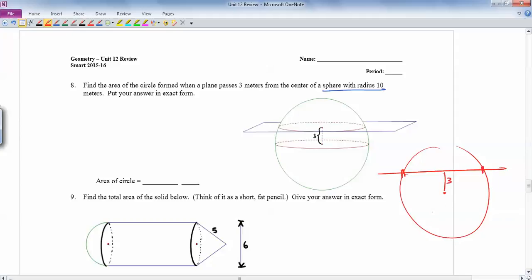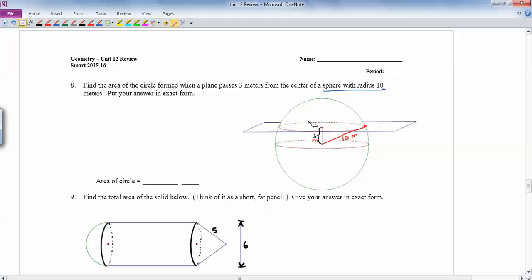And if I said what would be a good place to draw a radius, most people know, oh, this and this would be good places to draw radii. So same sort of thing applies in the 3D version. A good place to draw the sphere's radius would be right to there. That'd be 10 meters. Okay, and this is 3 meters. So the question is, what's the area of this circle that's formed up here?